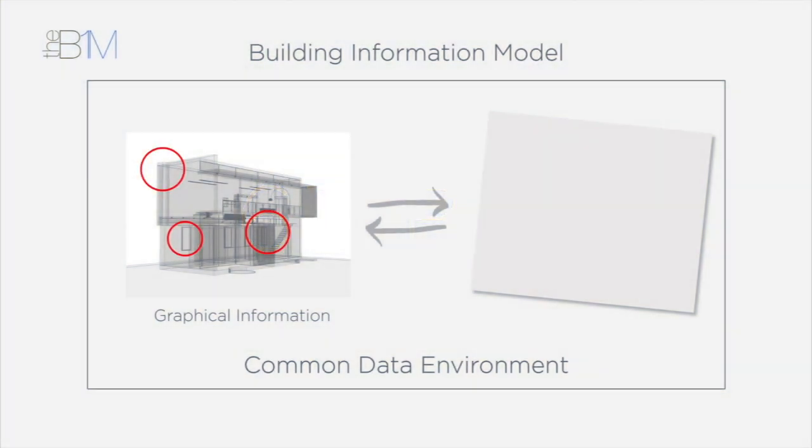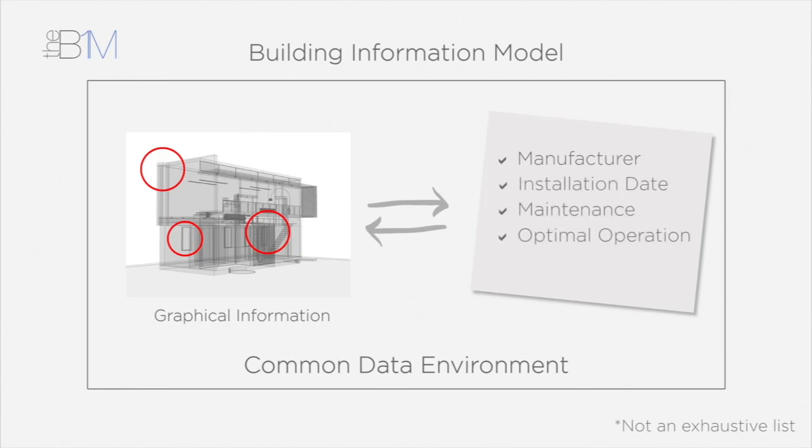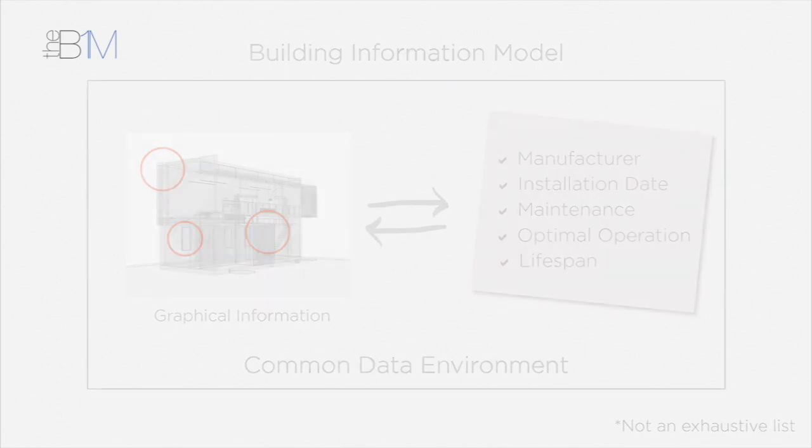That data can include details about the component's manufacturer, when it was installed, the necessary maintenance that it requires and when, how to operate it at its optimum level to enhance performance or conserve energy, and its expected lifespan. Just as an aside, it's important to note that 6D BIM refers to a particular way of linking data to an information model, an additional dimension, if you like, of data.